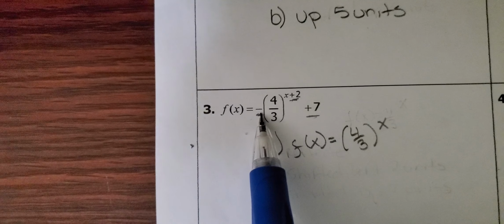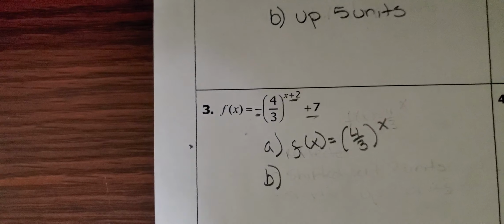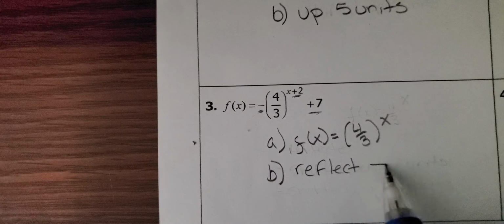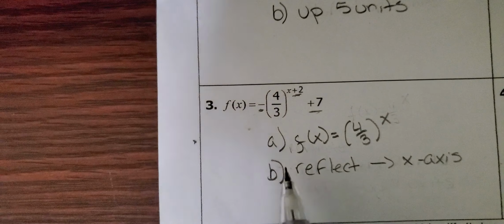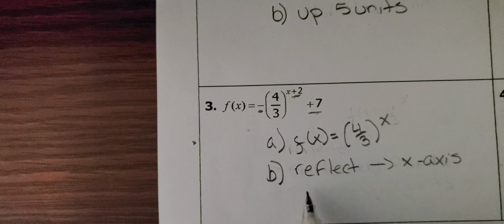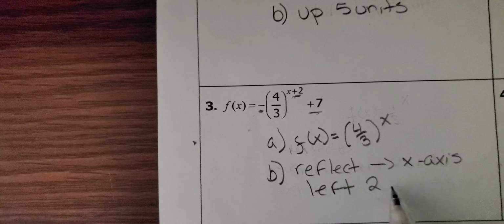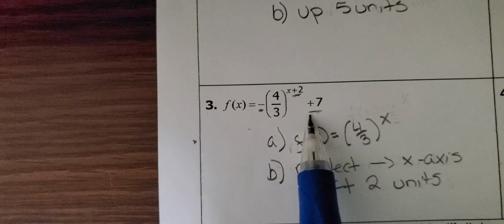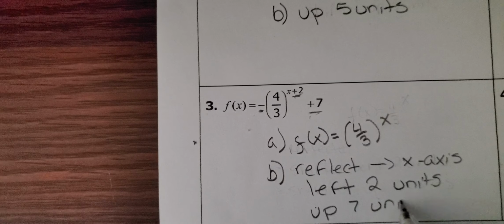Well, first there's that negative out front, and we set up top that if a is negative, then that means that the graph is being reflected. So it's a reflection over the x-axis, right? Then we're adding 2 to our exponent, x, which means that we are actually going to shift to the left 2 units. And we're adding 7, so therefore it's going to go up 7 units, okay?